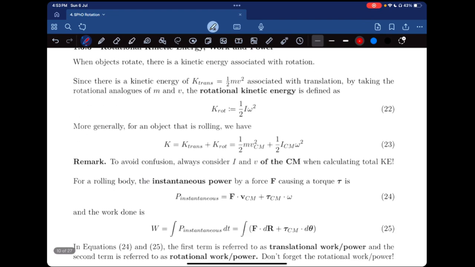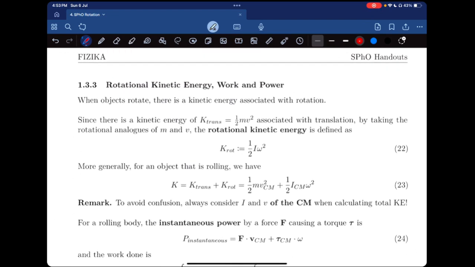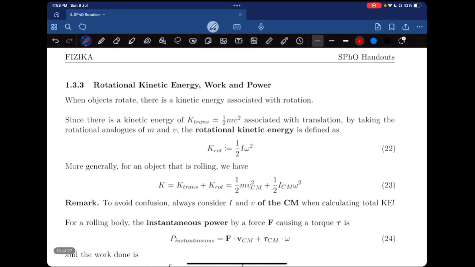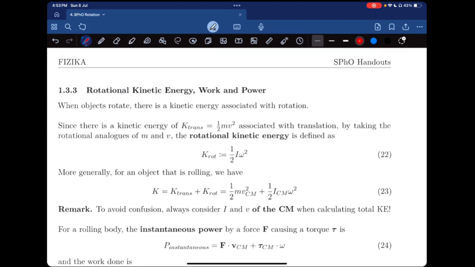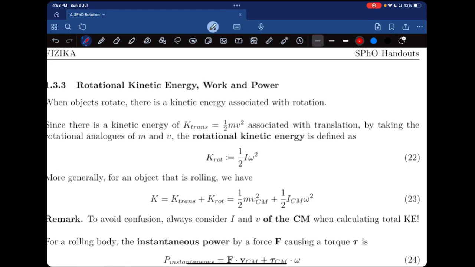Now, a few more concepts here. We have rotational kinetic energy, work, and power. When an object rotates, there's a kinetic energy associated with rotation. Similarly, when an object translates, there's a kinetic energy associated with translation. So this is yet again an analogy.